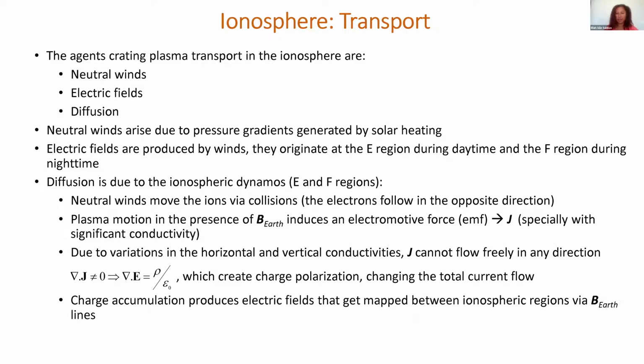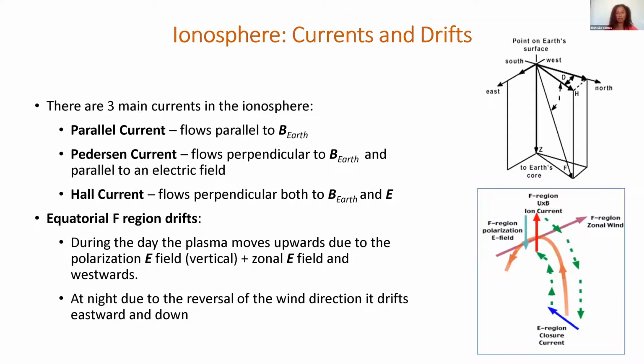The current and the current density cannot flow freely in any direction, and that creates charge polarization, which creates an electric field, and it changes the current flow again. So this electric field gets mapped between the ionospheric regions via the Earth magnetic field lines. So it's a fairly complex process. The dynamo in the E region, in the F region.